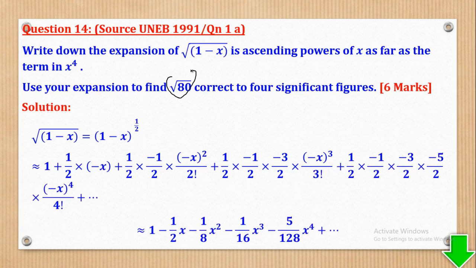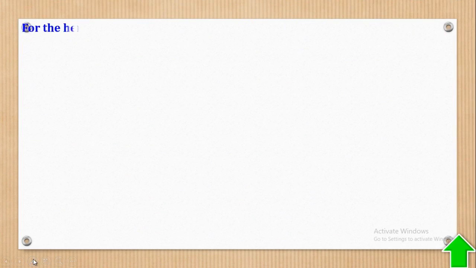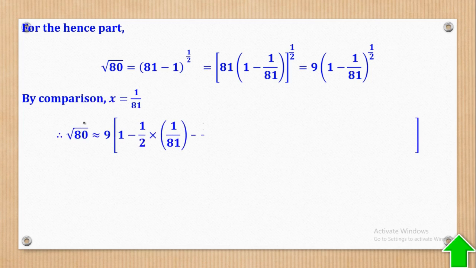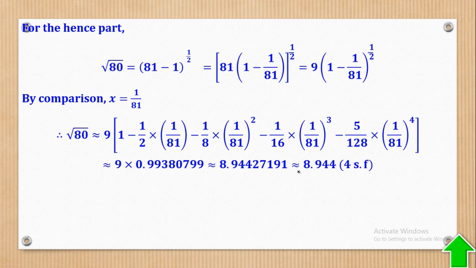Then they want you to use it to get the square root of 80. So for the next part, the square root of 80 is the same as 81 minus 1 raised to the power half. Pull out 81 to come up with this. Now 81 to power half gives you 9. Then this one also remained power half. Therefore, by comparison, x is equal to 1 over 81. Therefore, where there is x, you put the 1 over 81. Then use the calculator to come up with the required accuracy. Remember to round off to the required accuracy.